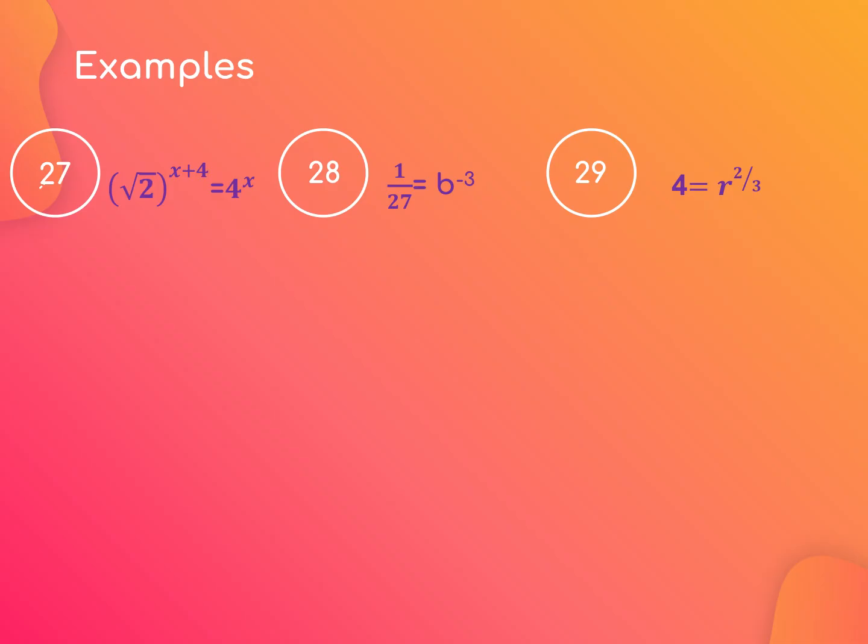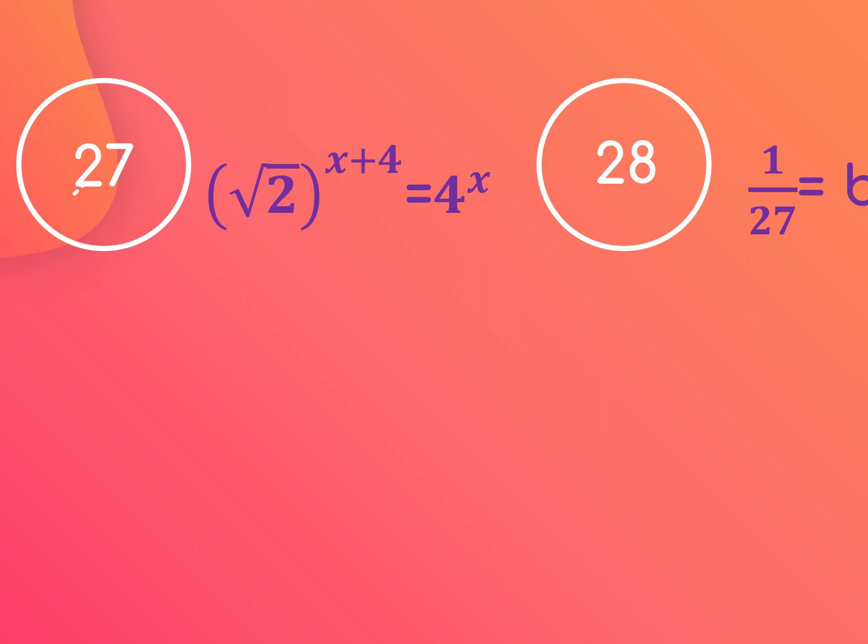All right, this one, radical. So again, I need to make these both have the same base. So I'm going to change the square root of 2 so it has a base of 2, but I'm going to make it have an exponent of 1/2, a fraction exponent. It still has the x plus 4. And then I'm going to also change the 4 so it has a base of 2. I'm going to make the 4 2 squared. And then put the x there.